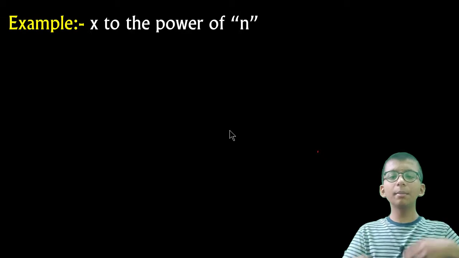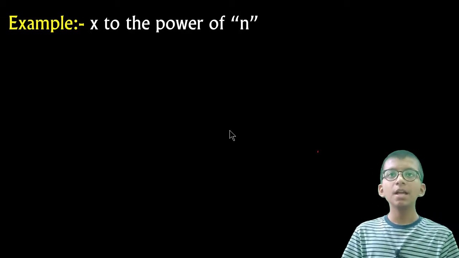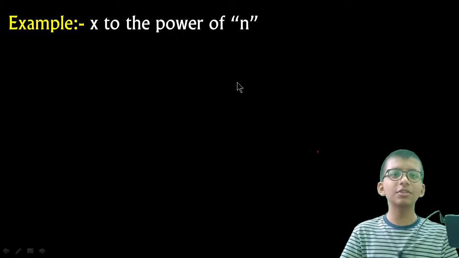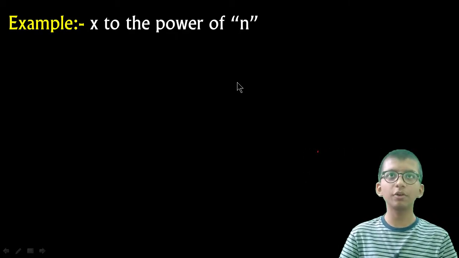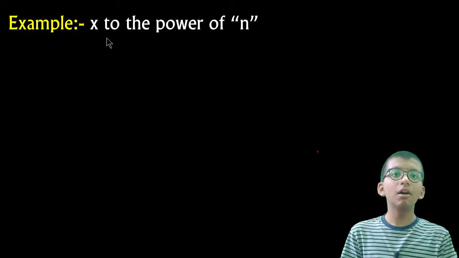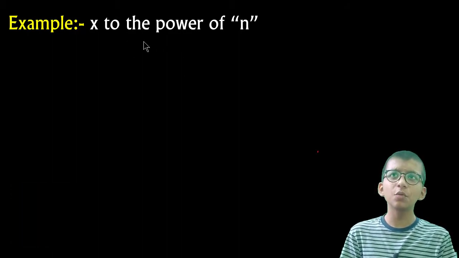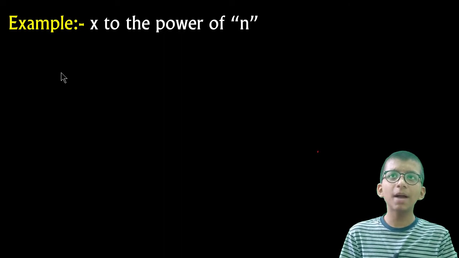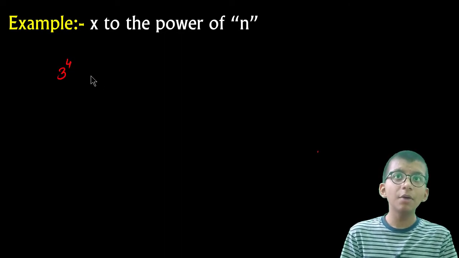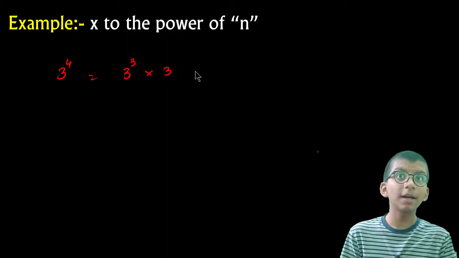The coding problem is x to the power n. So what is this? Let's try to understand it in a more intuitive way. So x to the power of n. Let's say you want to take 3 to the power of 4. If we know 3 to the power 3, and if we multiply it by 3, we will get 3 to the power 4.